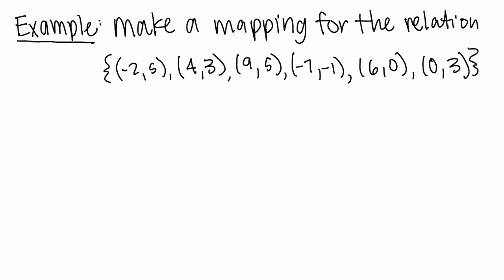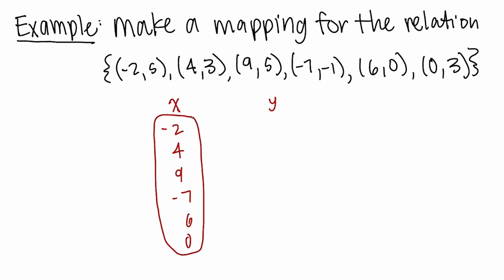I'm going to say here's my x's, here's my y's. I'm going to list out my x's, but if there's any repeats, we're only going to write it down once. So we've got a -2, 4, 9, -7, 6, and 0. So these are my inputs, and a lot of times you'll see it with a box or an oval or something drawn around them to say, here's the inputs. And then we'll list out our outputs.